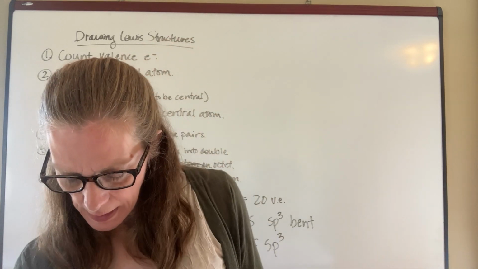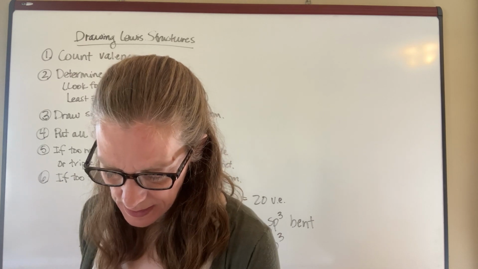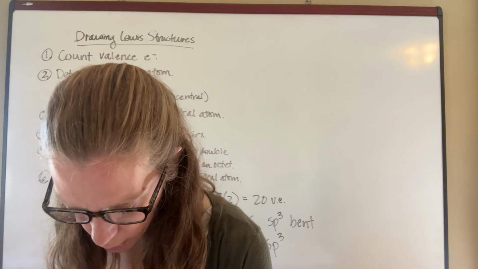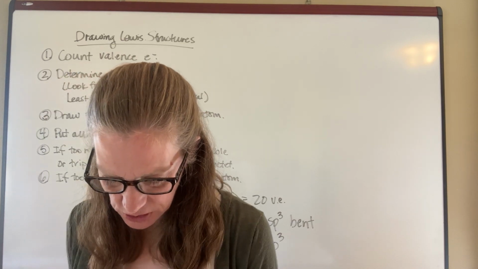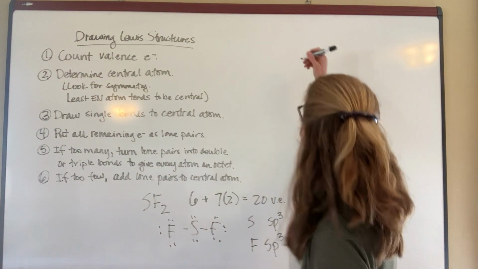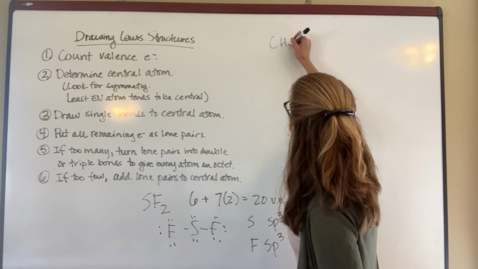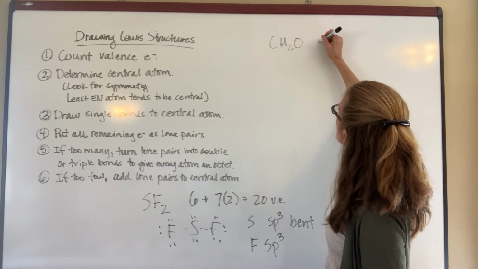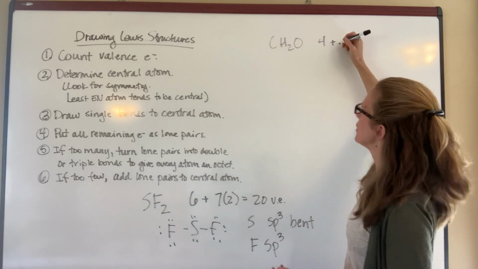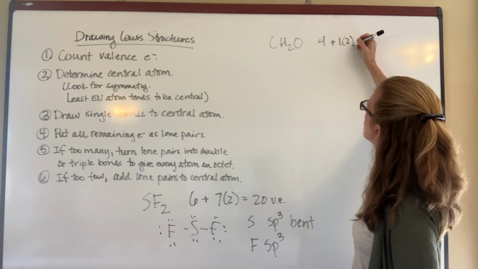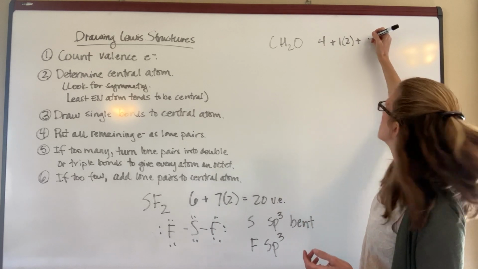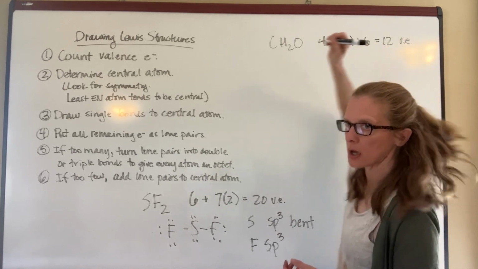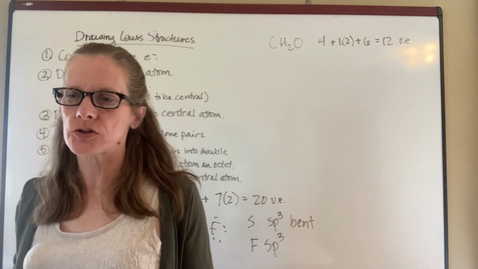Okay. The next thing that he asks us to do is a formaldehyde molecule, CH2O, and wants to know what the resulting geometry is. So if I do CH2O, let's count up valence electrons. Carbon has 4, each hydrogen has 1, and there are 2 of them. And then oxygen has 6, and so that's going to give me a total of 12 valence electrons.